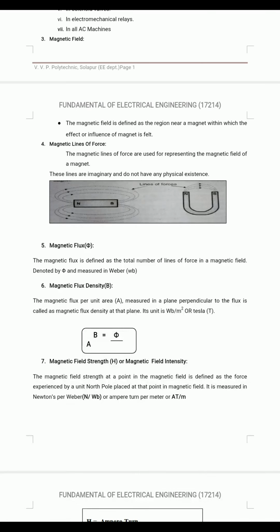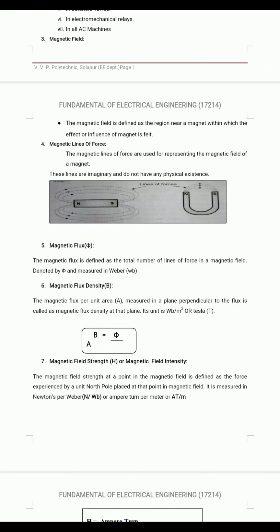As I said earlier, magnetic field means what? The region near the magnet within which the effect or influence of the magnet is felt. Yes, and magnetic lines of force means what? Magnetic lines of force are used for representing the magnet, or we are using them as a representation. To represent the magnetic field we draw magnetic lines of force, and whenever we add the total number of magnetic lines of force in that magnetic field, that is called magnetic flux.